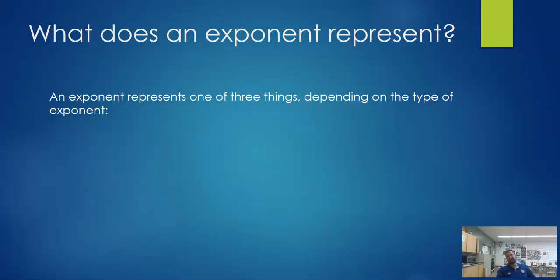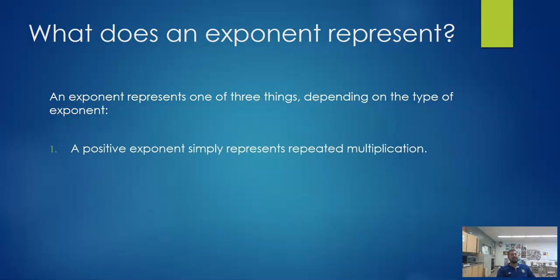The first thing that we do need to talk about that shows up a decent amount on the AP test is what an exponent is. An exponent is one of three things. They appear differently, I guess is what I should say. They all mean the same thing. You're all raising something to a power. But if we just have a positive exponent, a whole number exponent, that just represents repeated multiplication. And we'll look at some examples of that in just a second.